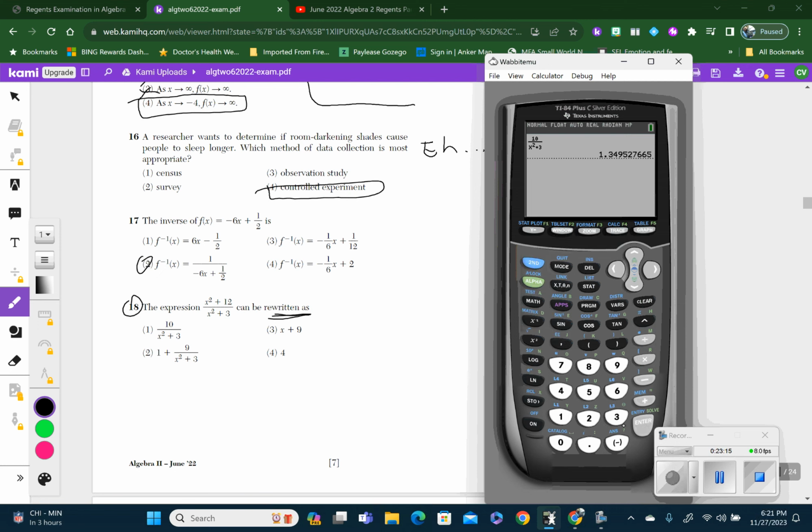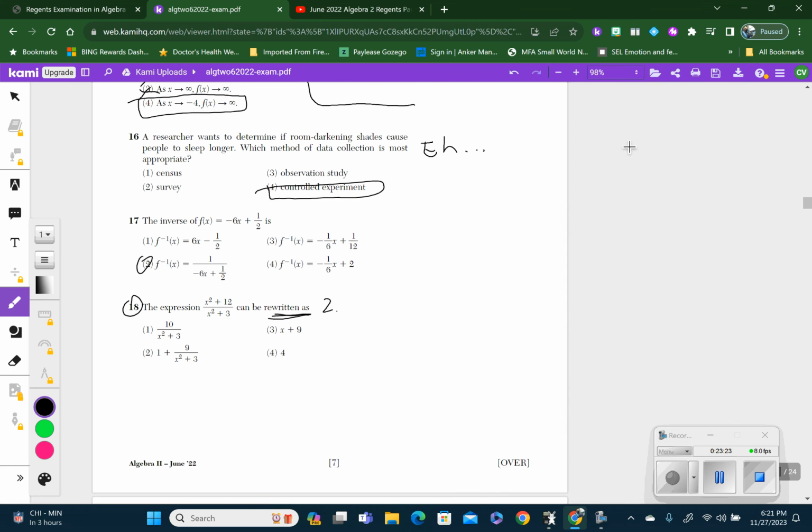And again, I have to get the number. Let's go up. I have to get the number 2.21, and that's not the same thing. So 2.21 is our magic number. So it's not number 1.